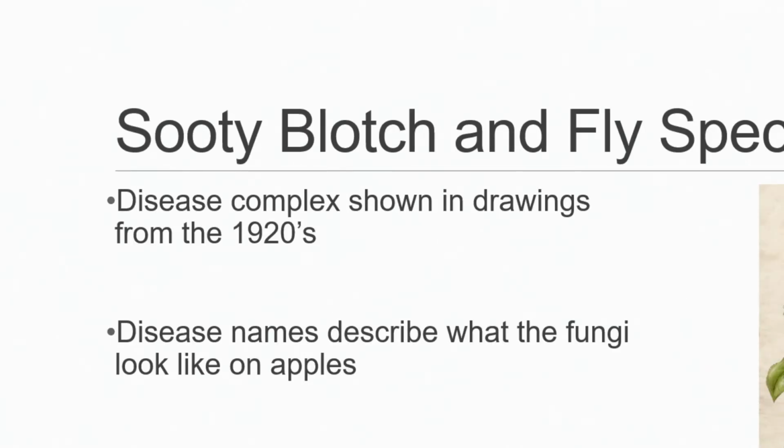Sooty blotch and fly speck is often abbreviated as SBFS. And signs and symptoms of sooty blotch and fly speck were shown in botanical drawings as early as the 18th century and were considered to be a normal occurrence on many of the apple varieties. The disease name describes what the fungi look like on apples.